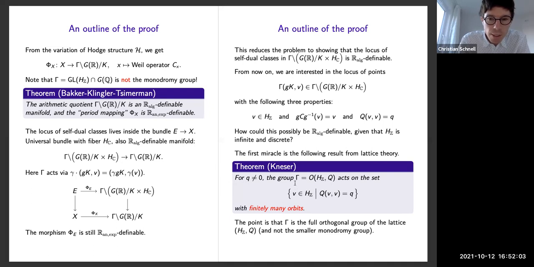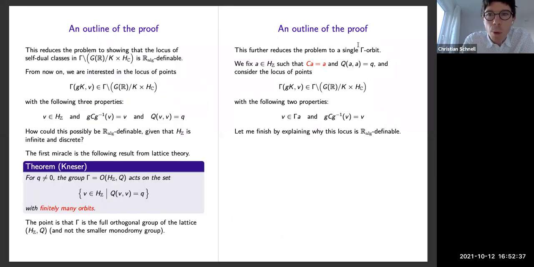Okay, so this is really the reason why we have to use this full orthogonal group, the full arithmetic group, and not just the monodromy group, because this would not be true for the monodromy group. So this is good because it means that instead of considering all infinitely many integral vectors, we just have finitely many orbits of gamma, and then we can just focus on one of the orbits. If you can show that one of the gamma orbits is definable, then the whole thing is a finite union, so it's still definable.